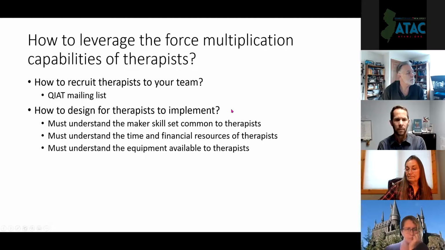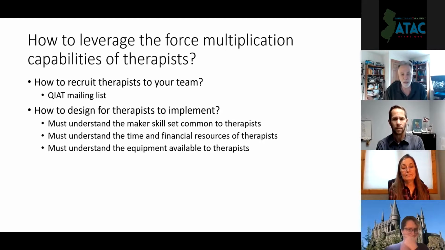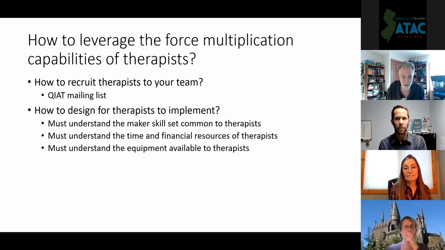So how do you leverage that force multiplication of 600,000 therapists, all of whom have some portfolio of individuals that they're serving, that they are already aware of their needs and how you might meet those needs? So they have knowledge, they have access to individuals for a list of needs and for testing of devices. Well, you have to recruit those therapists to your team. And this is the one place I know of where you can get easy access to a set of therapists who might be willing to join a team for free.